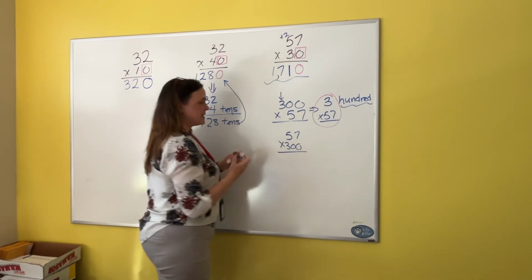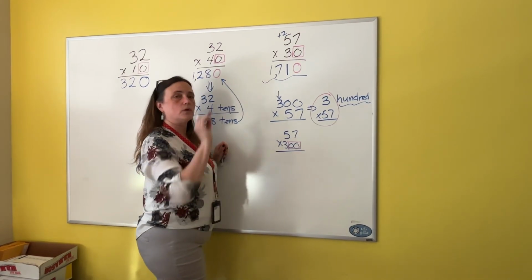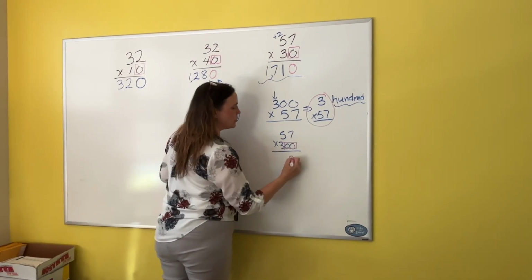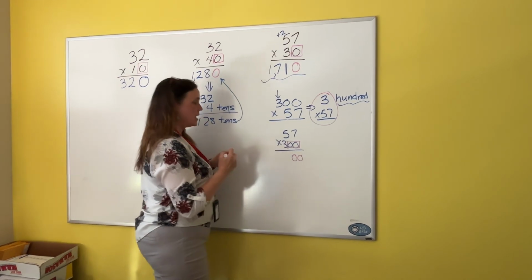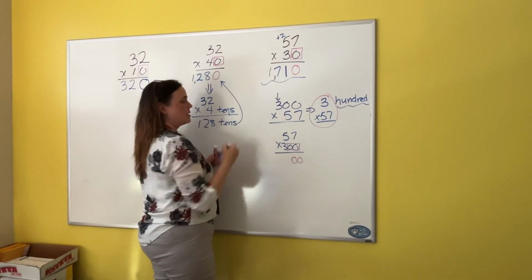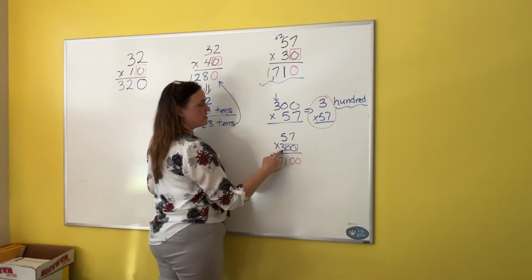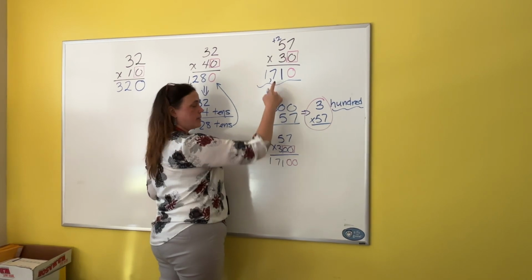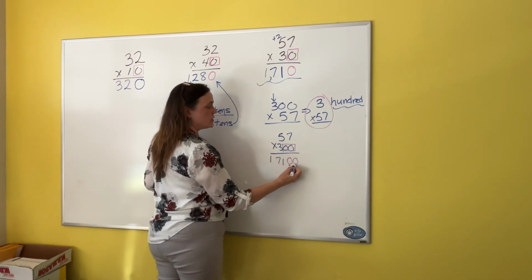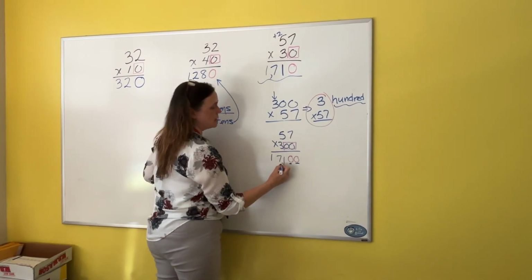Or I could simply look at this problem and know that those two zeros are communicating that I'm in the hundreds. So there's my two zeros in my answer line. Now I'm just going to multiply by 3. It's going to be the same thing we had up here. So I'm going to have 171, because that is 3 times 57. We showed it up here. But now these two zeros are because I had 300 instead of 30. So there's that.